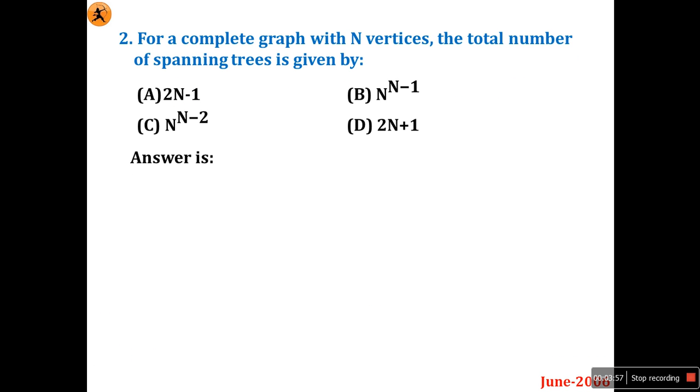For a complete graph with n vertices, the total number of spanning trees is given by. It's a standard, straightforward question. If you know the answer, you can answer directly, but before answering this one, I will explain what a complete graph is and what a spanning tree is, then we will go for the answer.